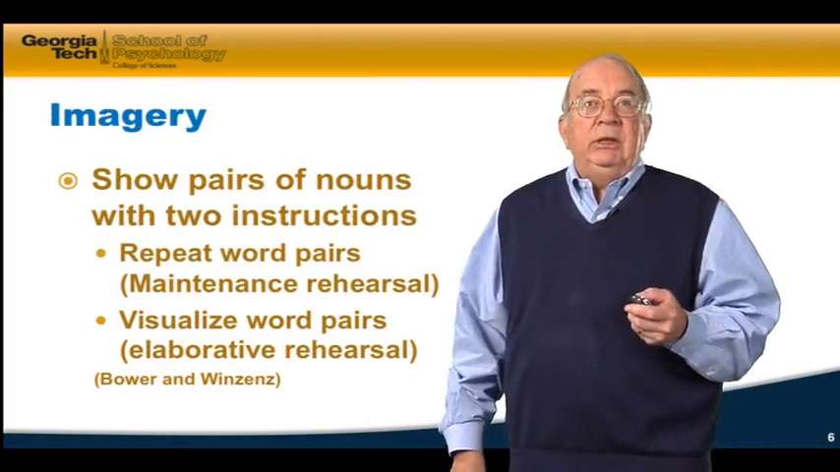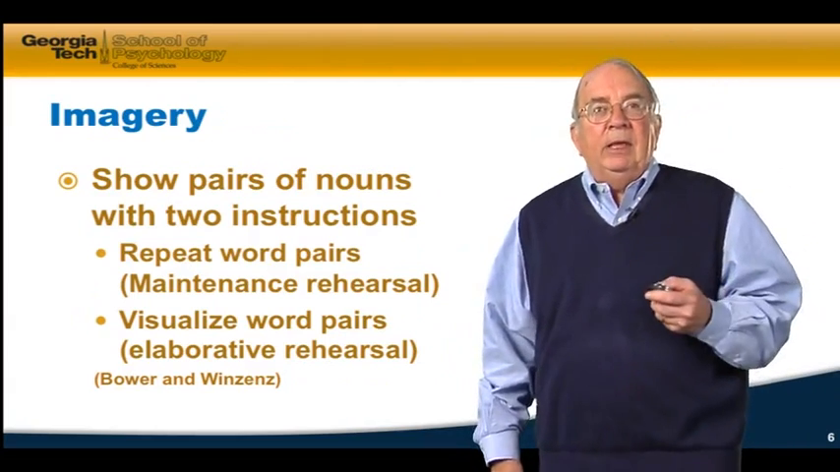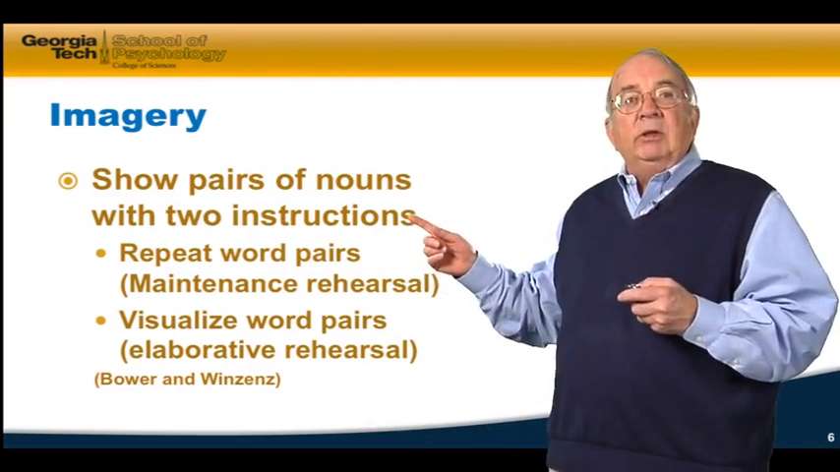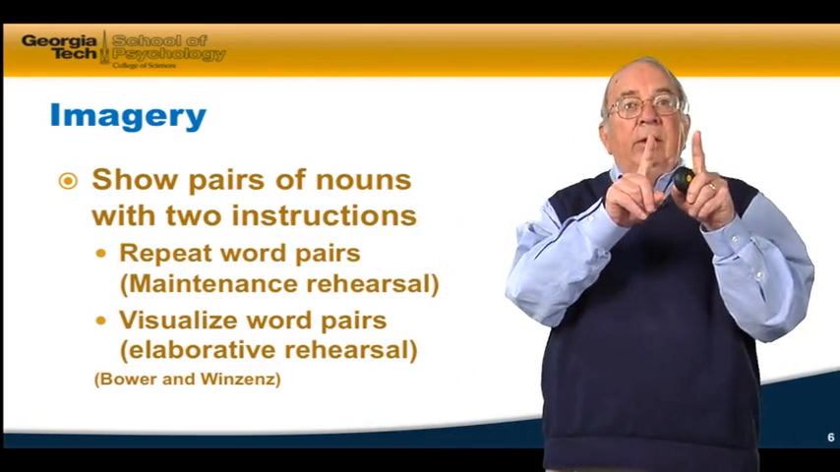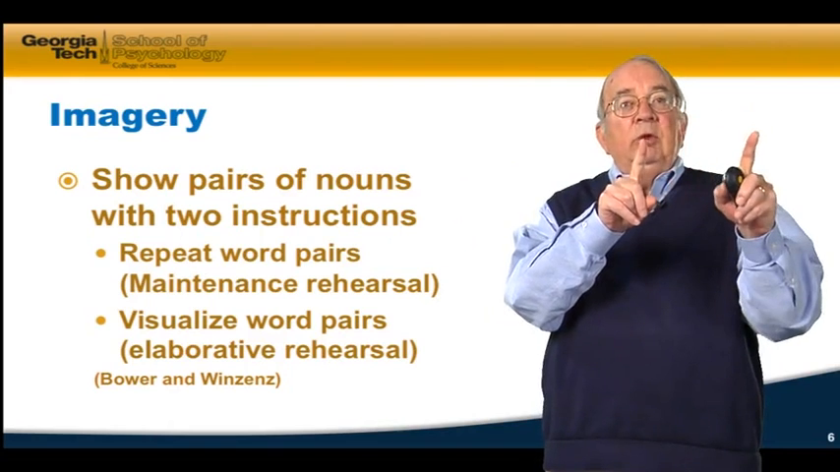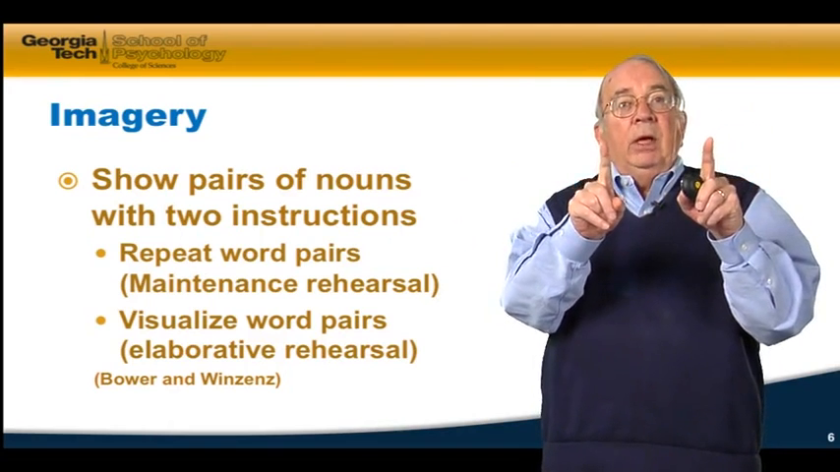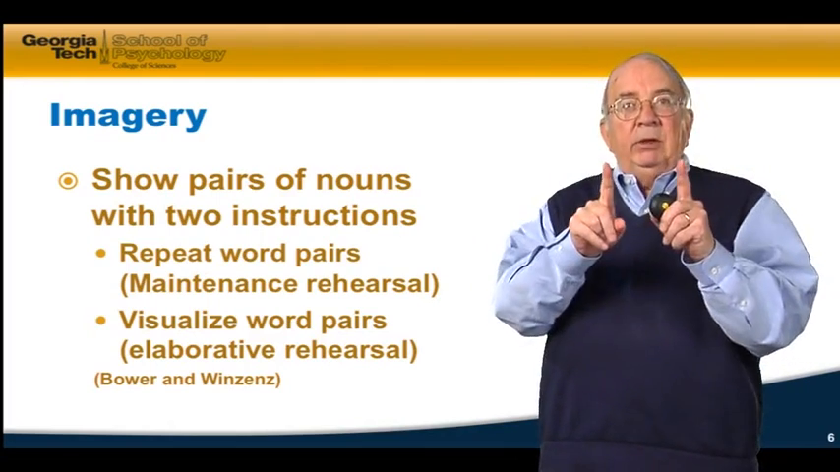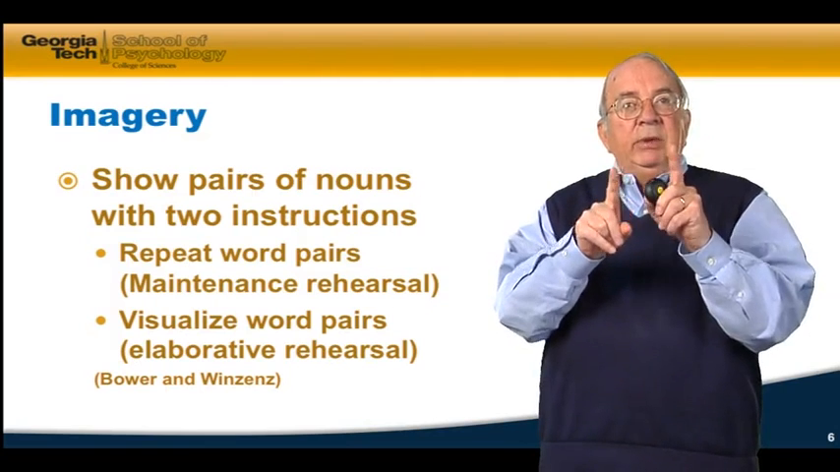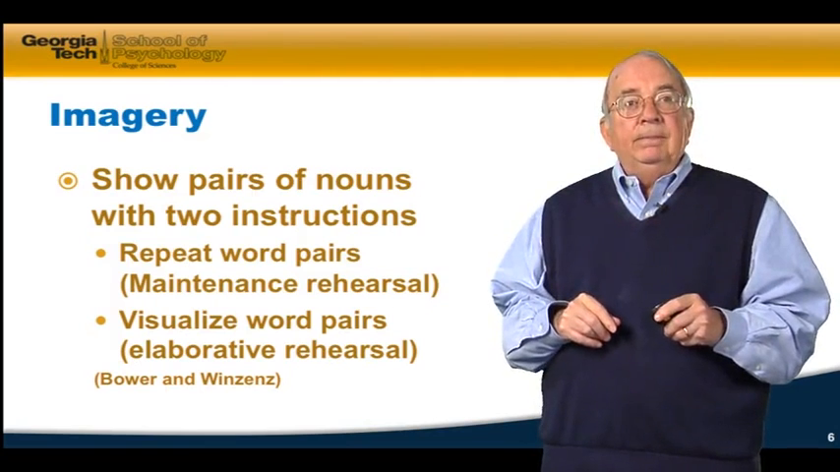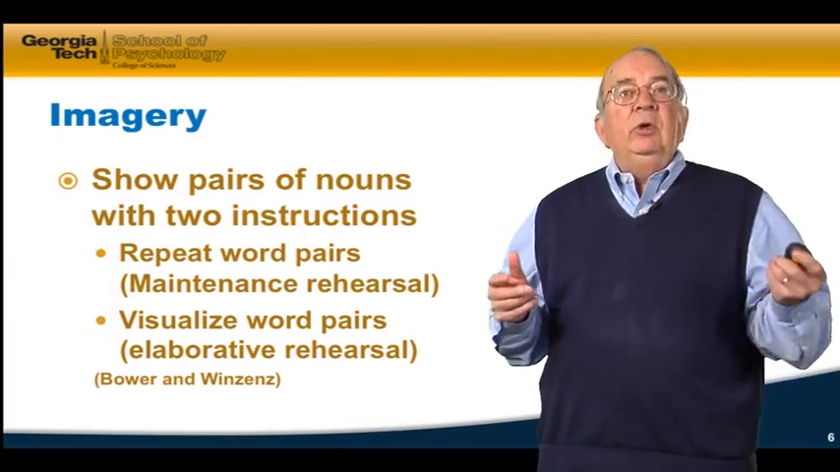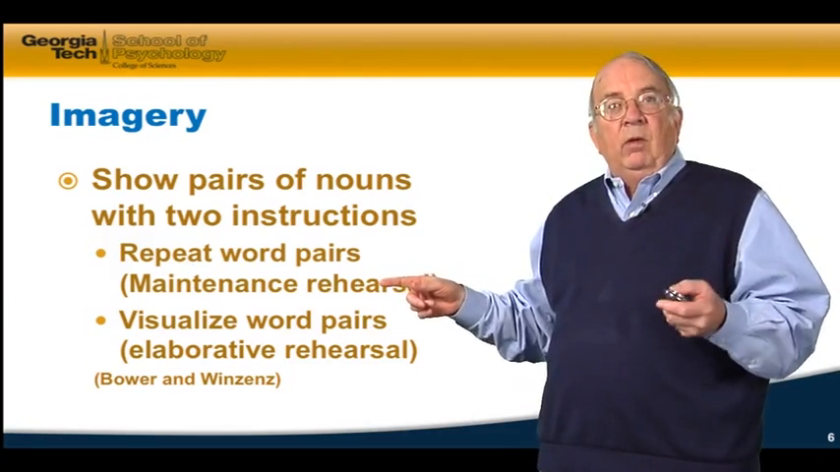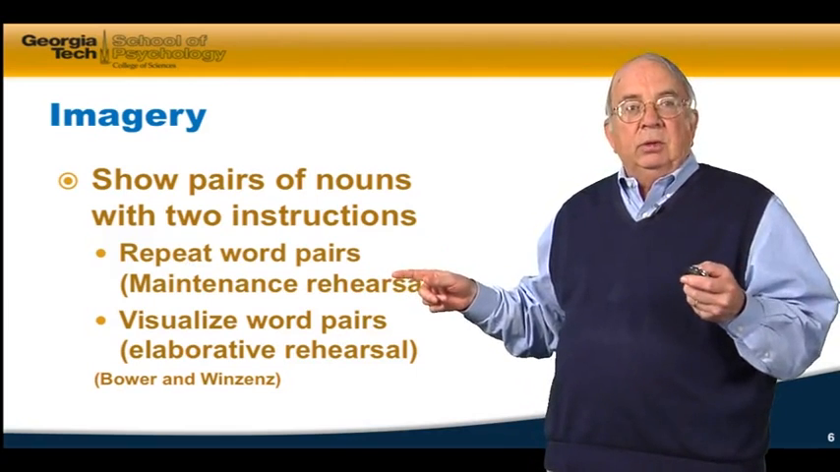We also have images. Imagery is a powerful task to help improve our memory. For example, we can show pairs of nouns, two nouns together, where later I'm going to present you one noun and you have to recall the other noun. That's sometimes called a paired associate task. I have pairs of words, and if I associate them together, I'll remember them better. And I have 2 instructions. I say, I want you just to repeat the word pairs over and over, a maintenance rehearsal.